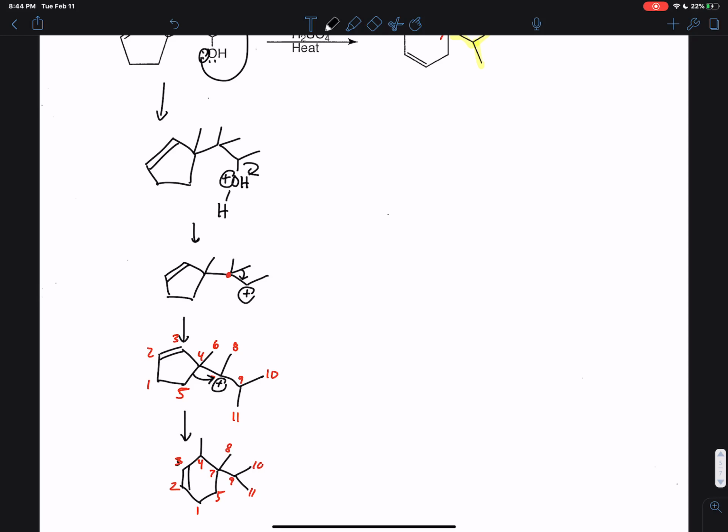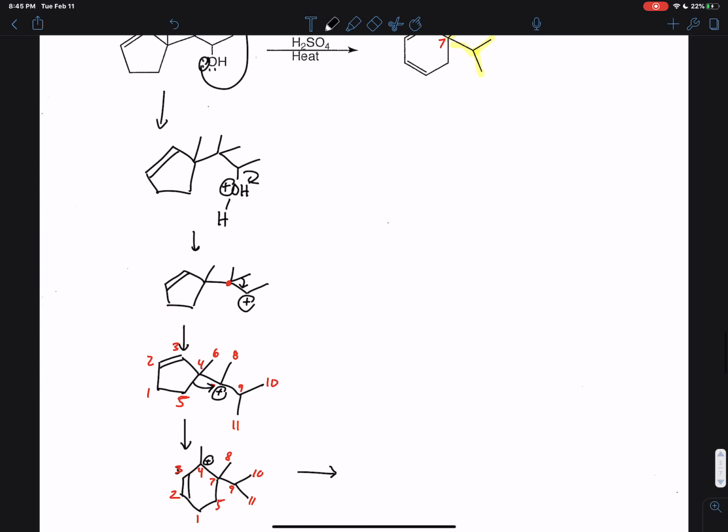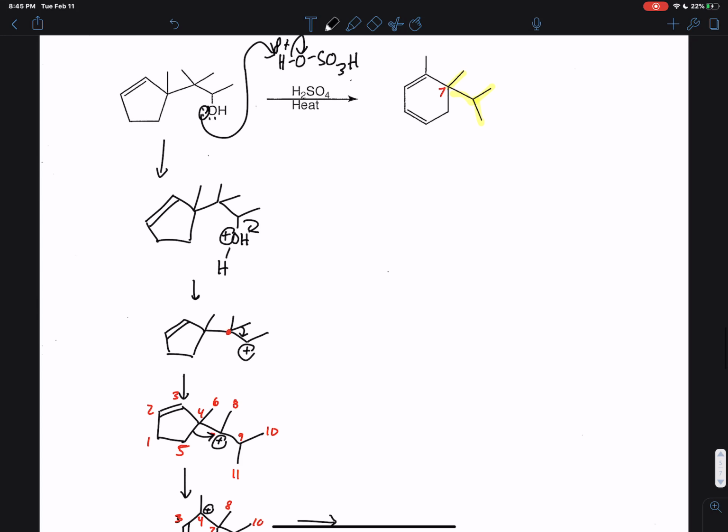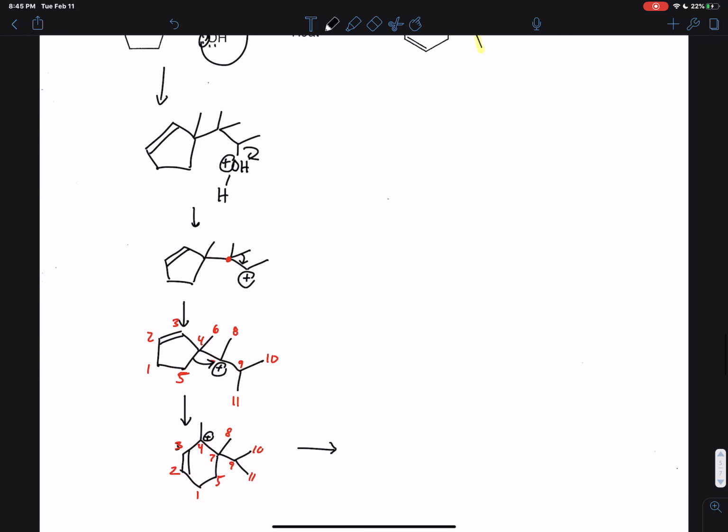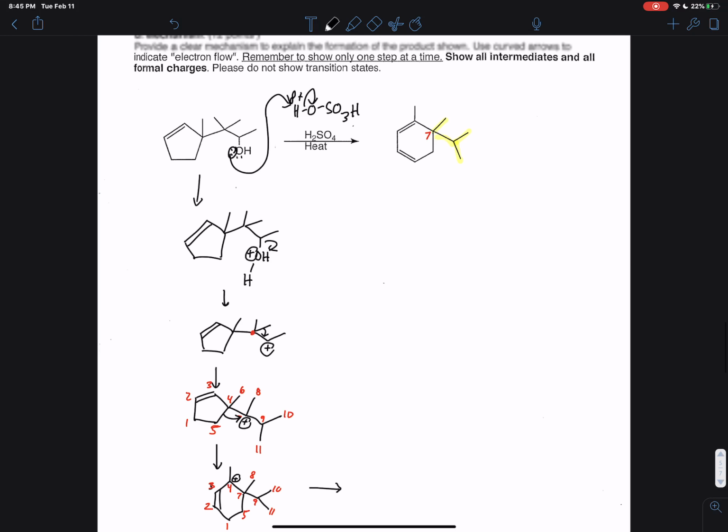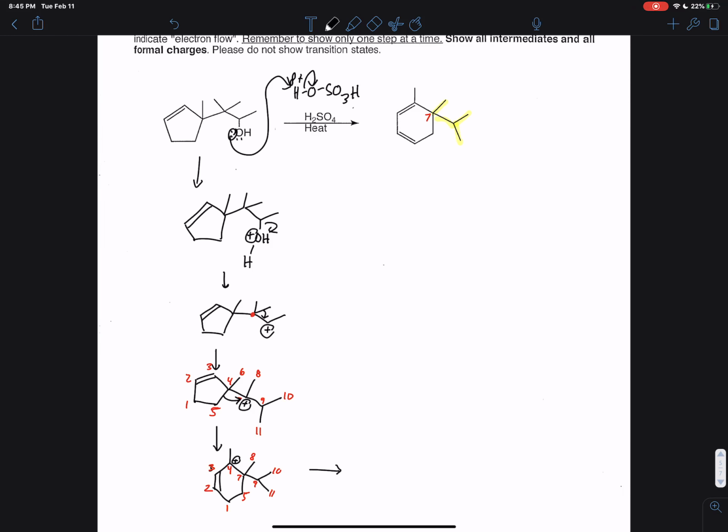Number 3, not quite. Number 4, right? Number 4 lost the bond with 5, so now number 4 is going to gain a positive charge right there, okay? So let's look and compare to our product. It looks pretty similar, but what's the problem? Can y'all see it? The double bond, right? We only have 1, we gotta have 2, and also it's in the wrong location.